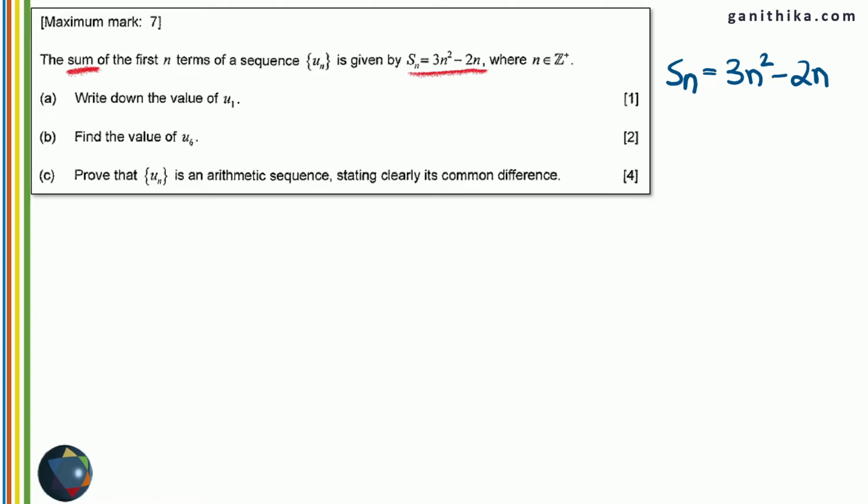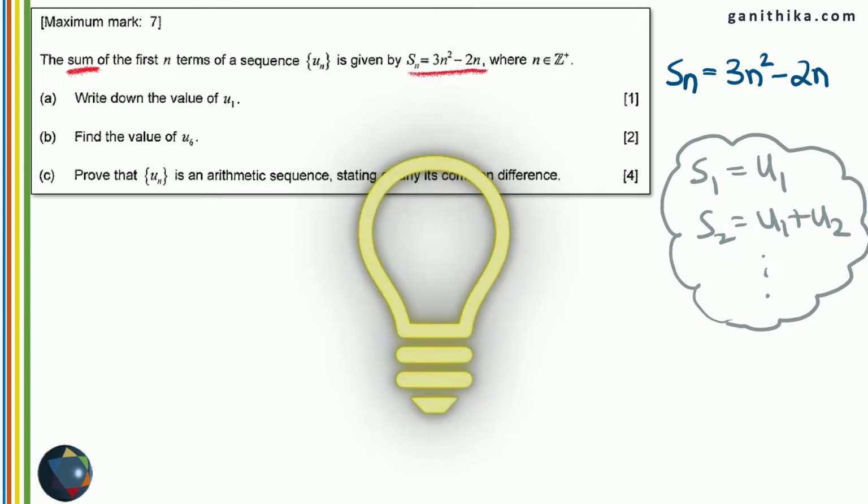Remember this carefully. Whenever you are given the sum to n terms, what comes to your mind is S1 is equal to u1. The sum to the first term is the first term itself. The sum to two terms is u1 plus u2.